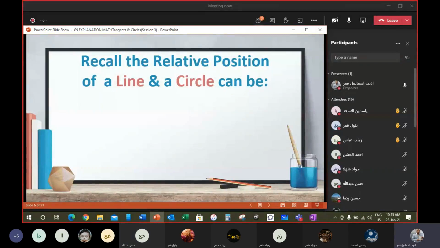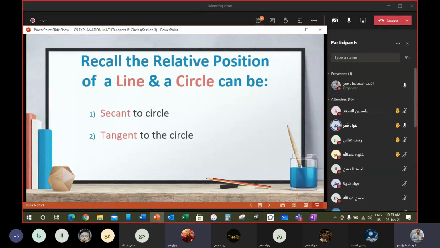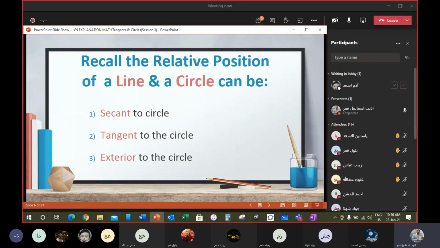Now, the relative position between a line and a circle. How can the line be relative to the circle? Secant, tangent, or exterior. A secant cuts the circle in 2 points. A tangent cuts the circle in 1 point. An exterior line does not cut the circle. For a secant, its distance from the center.